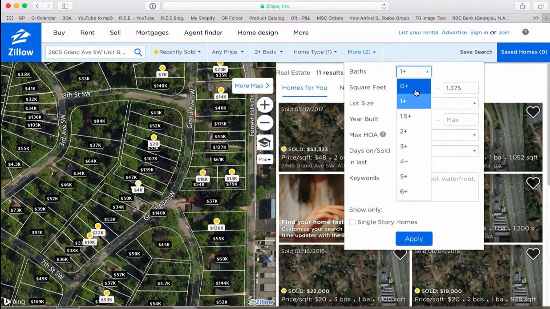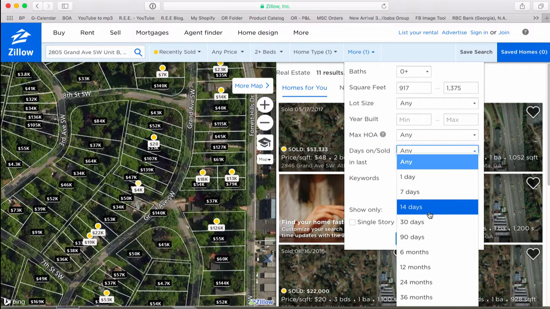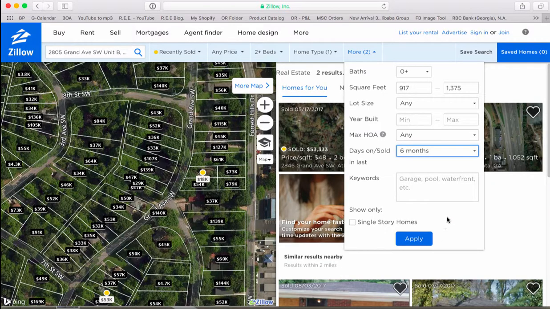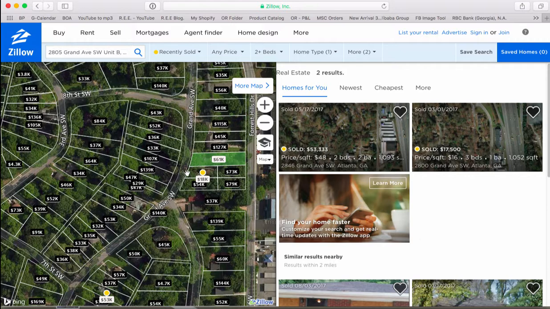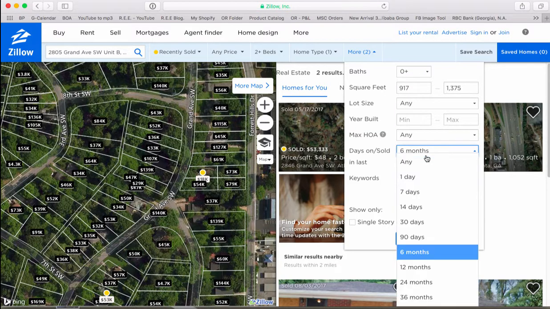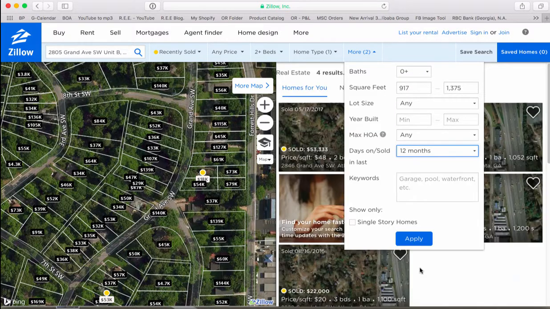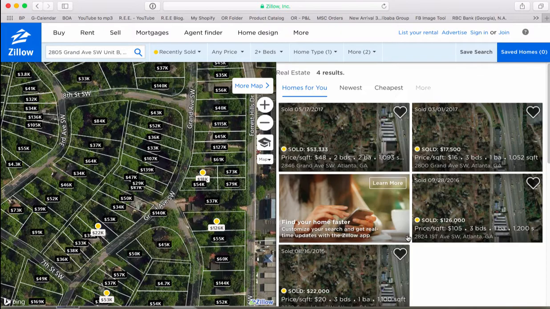It doesn't matter. It could be 2 bathrooms, but we want to go for more or less this amount of space, right? And with that said, the most important thing is we talked about comps are based on what was sold in the last 6 months. So that's really important. Okay, so we'll apply that. We got 2 results, which is very interesting. So what we might want to do here is extend that to 12 months. All right, cool. So we get 4 results.